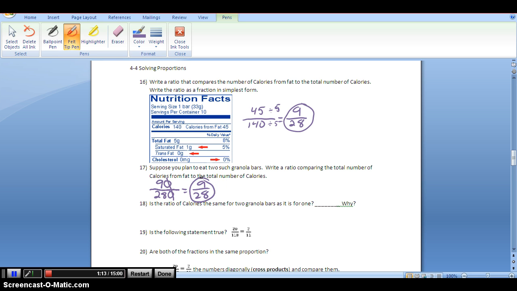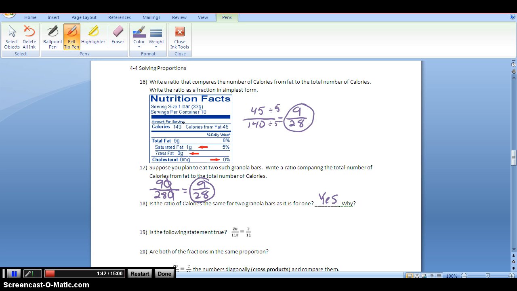And it says, is the ratio of calories the same for 2 granola bars as it is for one? 9 over 28, 9 over 28? Yes, it is. And it really is, because it's the same ratio of calories from fat to the total number of calories, no matter whether you're eating one granola bar or 2 granola bars. It's still the same ratio.